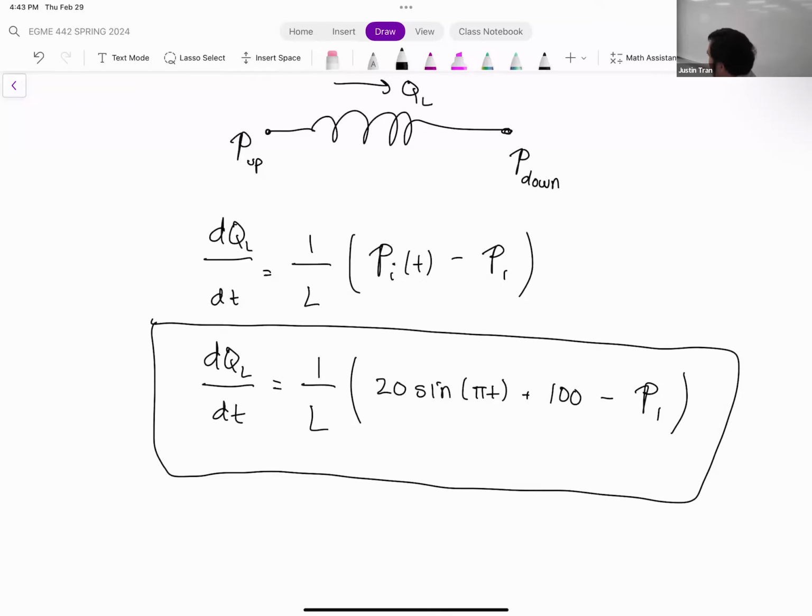Inductors are pretty simple. So inductors, most of the time, you don't have to apply the circuit laws. You just apply the equation of the inductor just straight up. As long as you know the upstream pressure and the downstream pressure, it's pretty simple. All right. Any questions on this? Okay. All right. So next, let's do the capacitor.